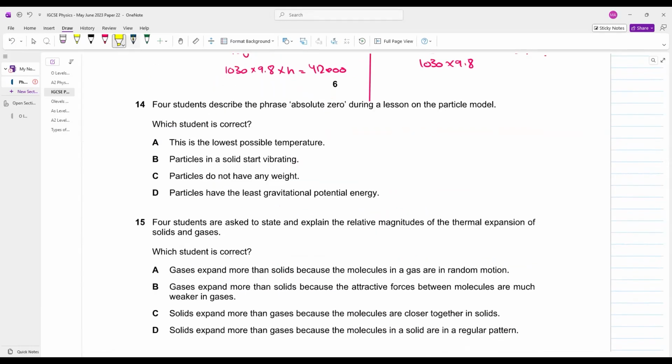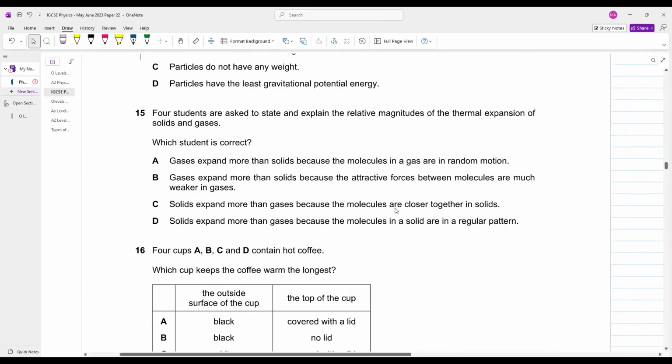Four students describe the phrase absolute zero during a lesson on the particle model. Which student is correct? This is the lowest possible temperature. Yep, that's correct. Absolute zero is your lowest possible temperature.